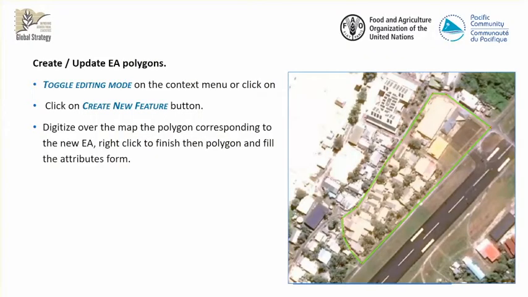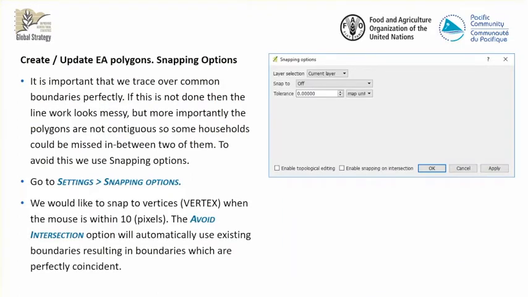Then you can change the style. You can put a transparent fill, and select a nice color for the boundaries that has enough contrast with the satellite image in order to work in a better way. Okay, so this is our new polygon.